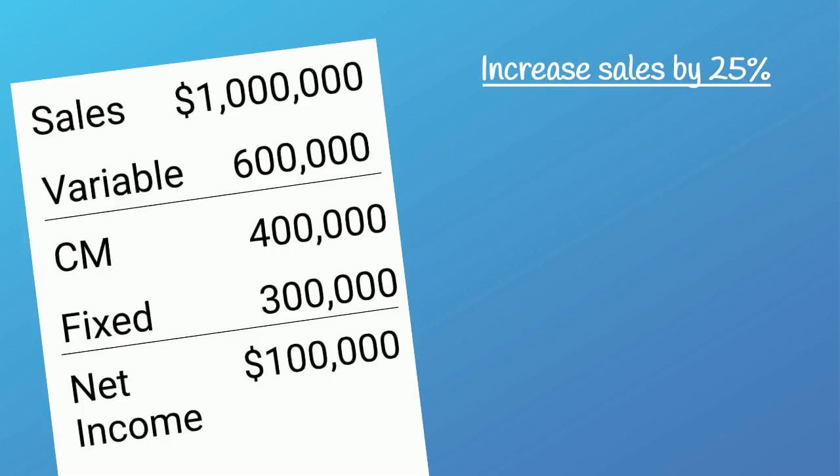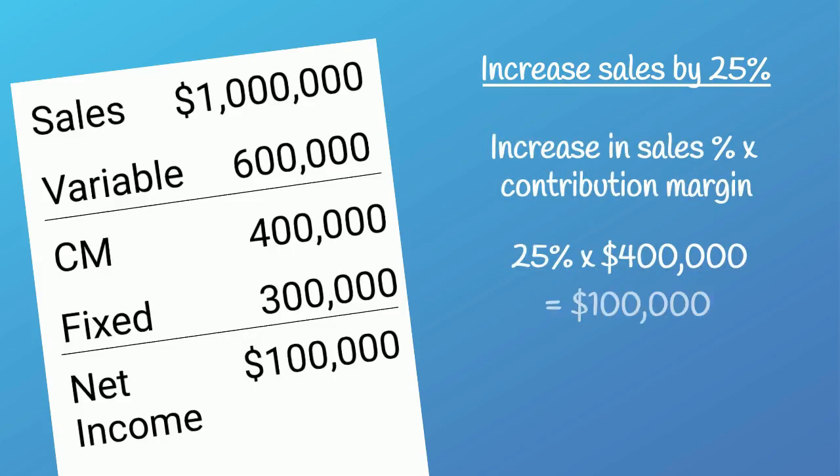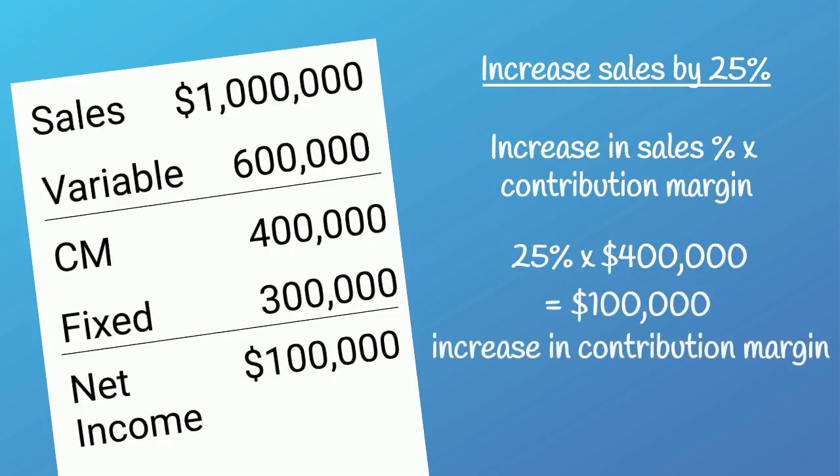If all we are changing is sales, I can take the change in sales and multiply it by the contribution margin. If sales are increasing 25%, my contribution margin would increase 25%. If no fixed costs are changing, this increase in contribution margin would also be the increase in the bottom line. Don't believe it's that simple? Let's double check with a new income statement reflecting the 25% increase in sales.